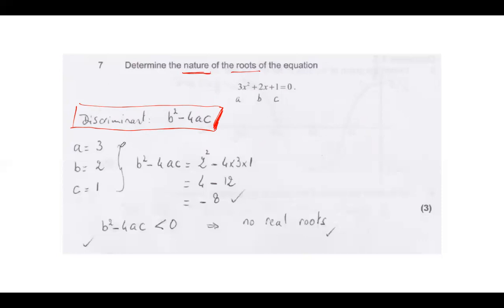Okay, so identify a, b, and c, 3, 2, and 1, b squared minus 4ac, 2 squared minus 4. Oh, I get a negative number, so I know when I've got a negative discriminant, I'll get no real roots.